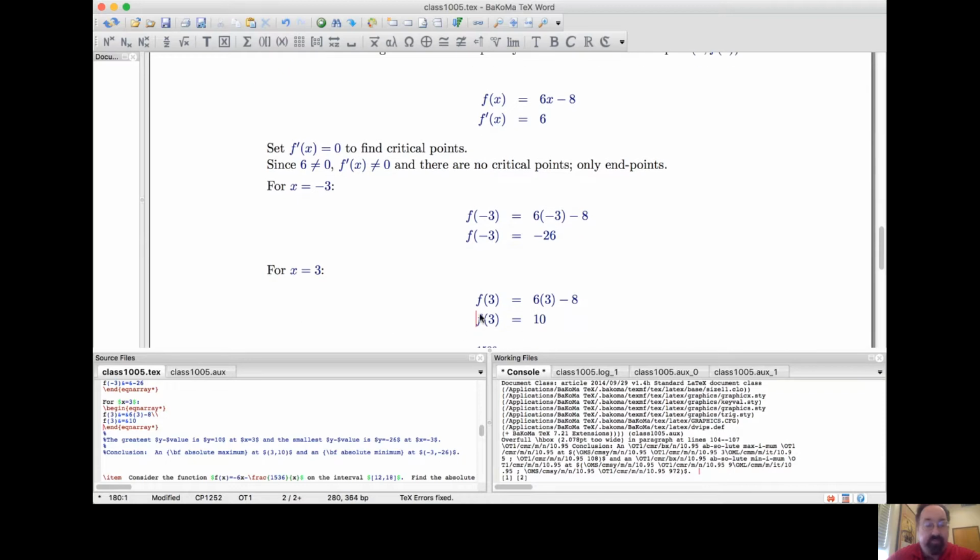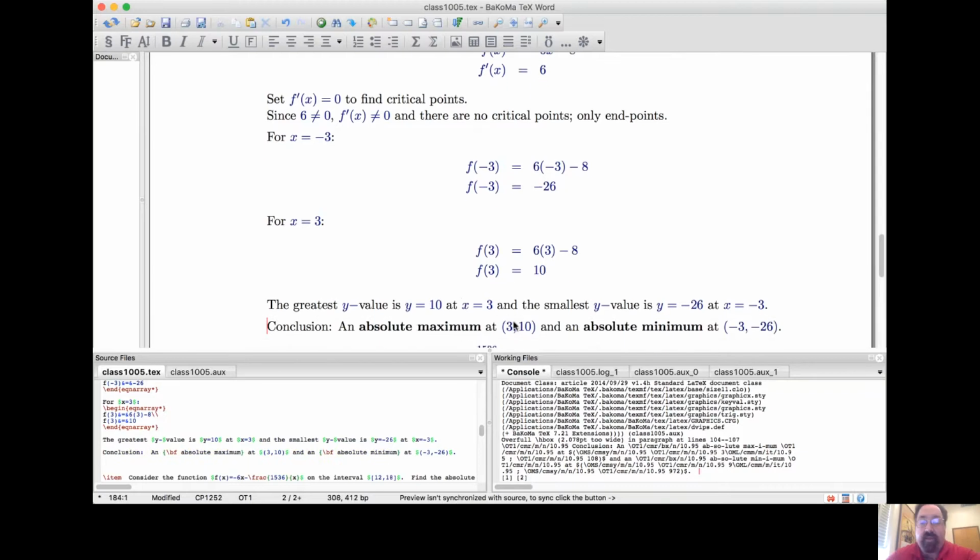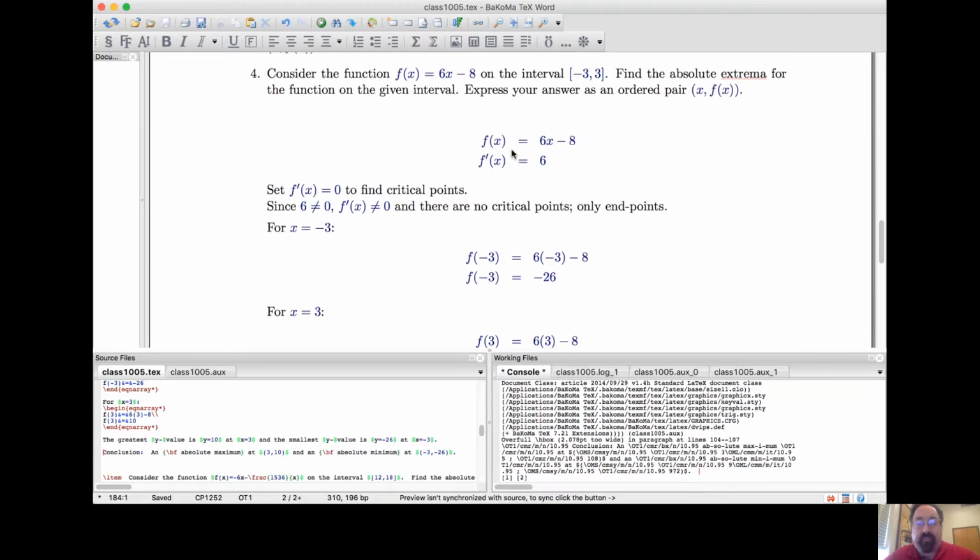And we get 10. So then x equals 3 must be the absolute maximum. And then x equals minus 3 must be the absolute minimum. Now, if we look at the kind of function that we have here, the graph of this function is just a line. And it's a line with a positive slope. So a function like that, its derivative is positive, it's always increasing.